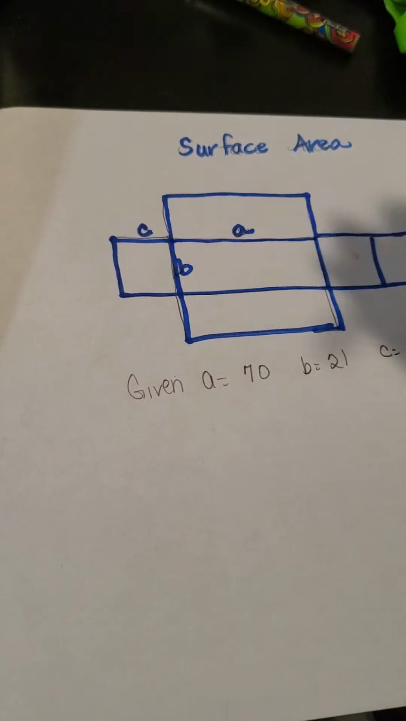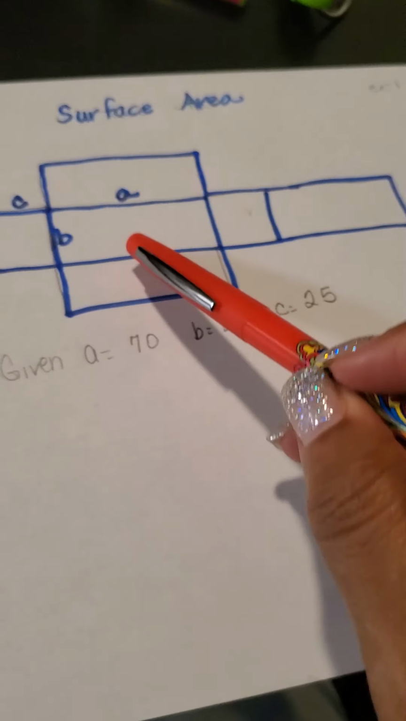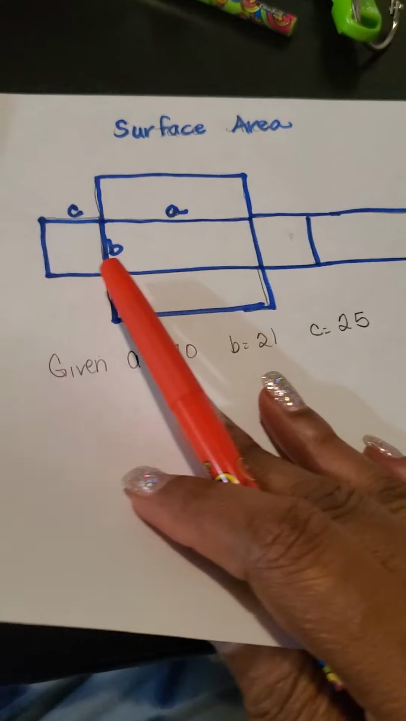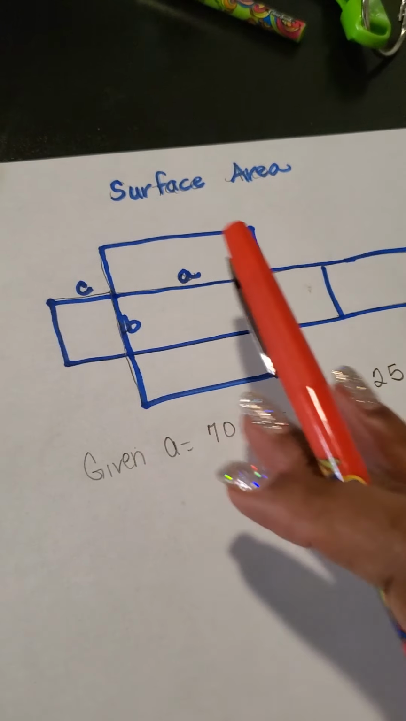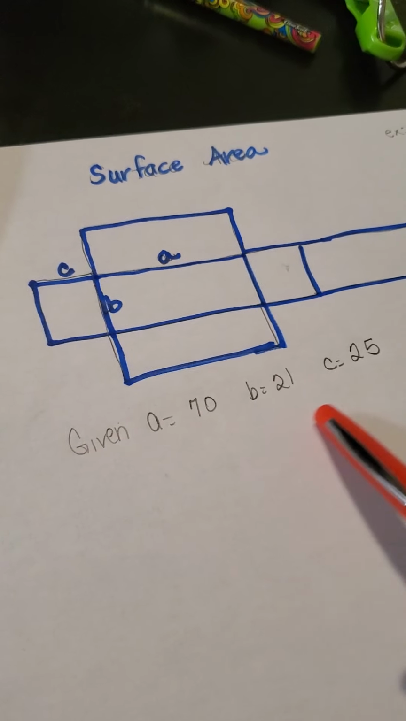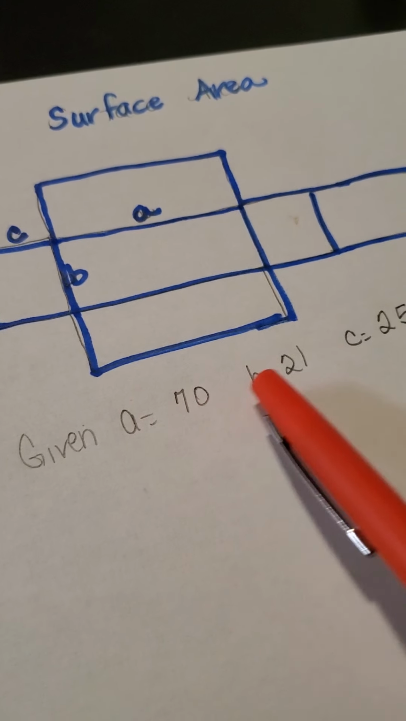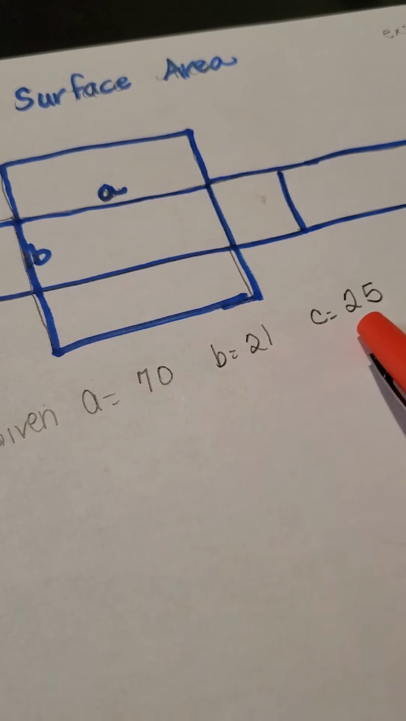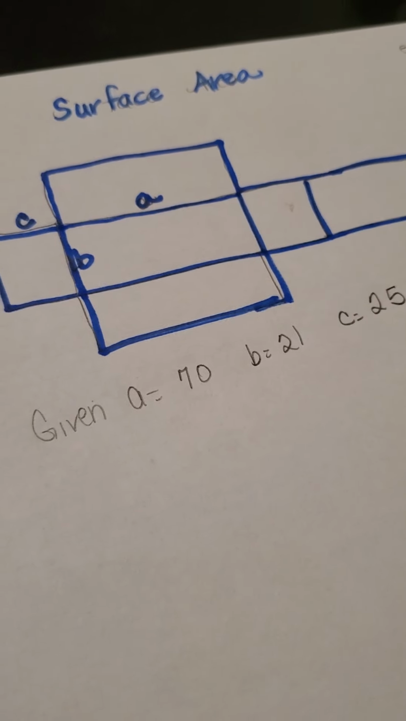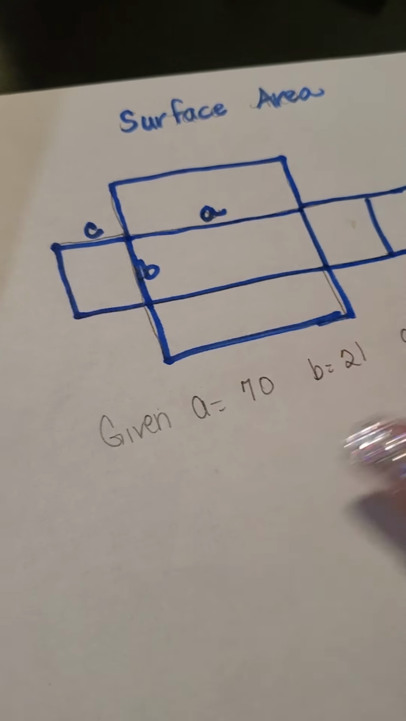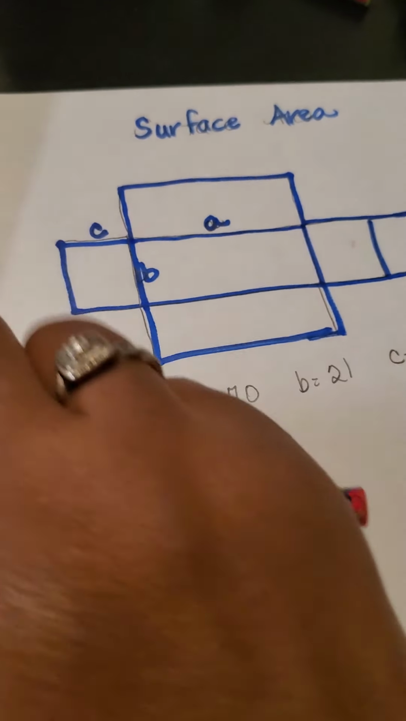GEO4, on the back side, we kind of talked about nets that had 6 sides. And this particular net, we see that it has 6 sides. So I don't know the exact wording for the question, but it says that side A is 70 centimeters, B is 21, and C is 25. So the first thing we need to do is determine the dimensions of all of these shapes, okay?